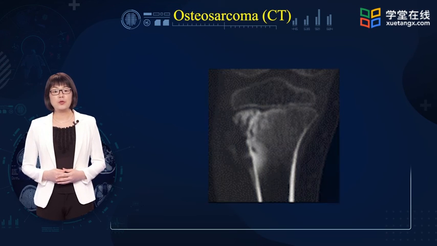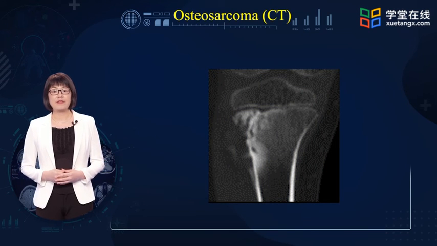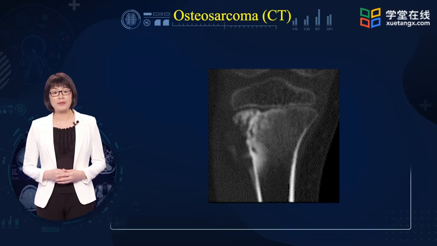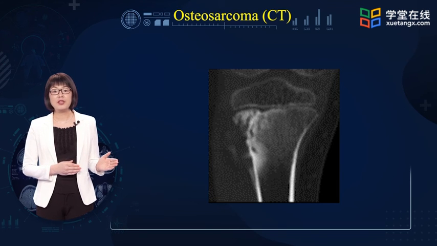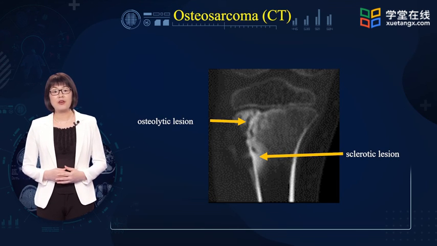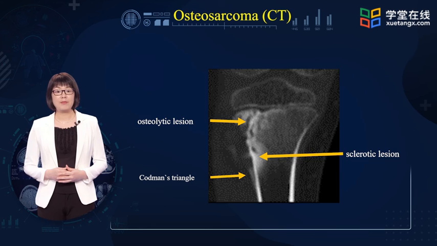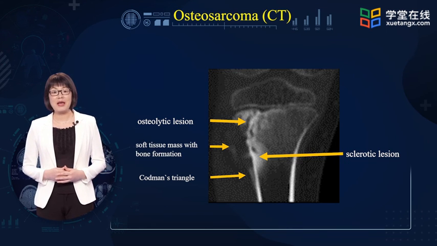CT adds little to plain radiograph and MRI in the direct assessment of the tumor, but it is superior to both in depicting the bone margins. The CT imaging shows a mixed osteolytic and sclerotic osteosarcoma in the proximal tibia. As you can see, there are irregular cortical destruction, aggressive periosteal reaction, Codman's triangle, and a soft tissue mass with malignant bone formation.